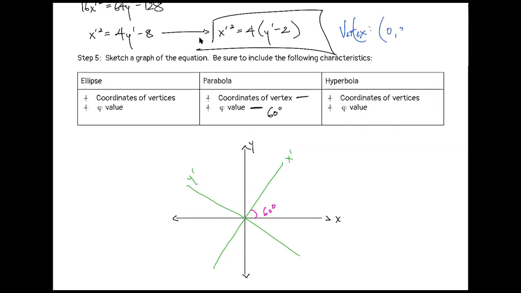0, comma 2. So 0, comma 2 on the green axis, not on the regular xy, okay? So 0, comma 2 means my vertex is here, and that I'm going to be opening up like a regular parabola because x squared means I open along the y-axis. And in this case, it's x prime squared, so it's going to open along the y prime axis, okay?